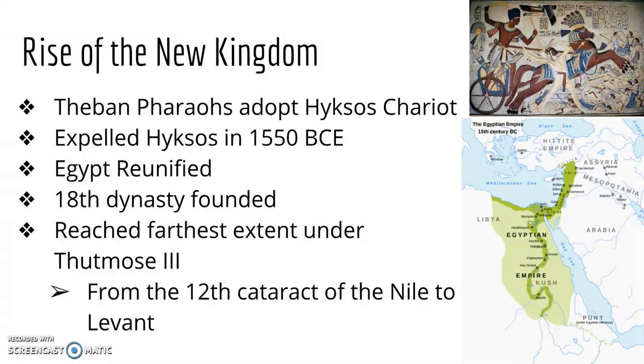Now, Egypt reached its farthest extent under the pharaoh Thutmose III, and it stretched as far south as the 12th cataract of the Nile, all the way up into the Levant, all the way up into what we would now call Syria. And so that entire stretch from what we would now call Ethiopia and Sudan, all the way up to modern-day Syria, was all Egypt, back when Thutmose III was reigning pharaoh.